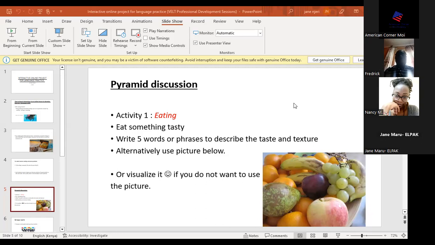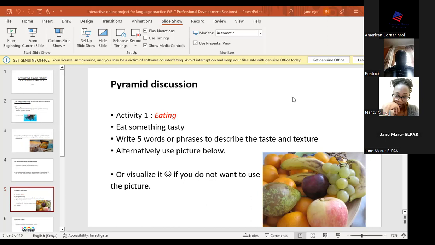So now since we do not have that option of going into breakout rooms, I want to encourage everyone to participate in the chats, because this is part of the pyramid discussion. So as much as possible, let us write on the chat. Let us side chat, yes.